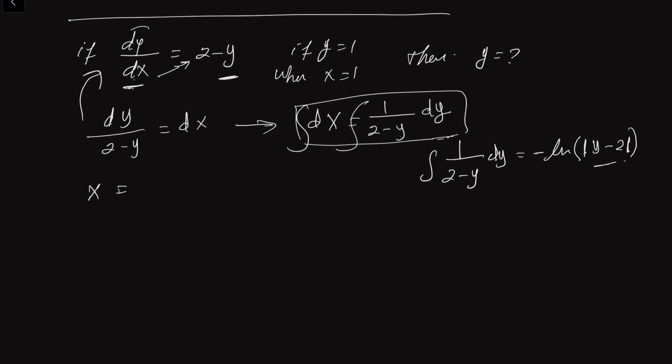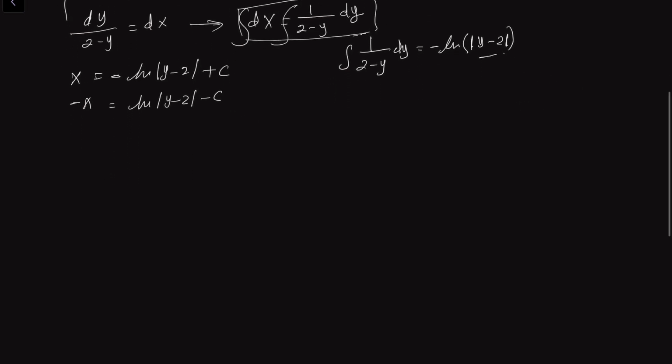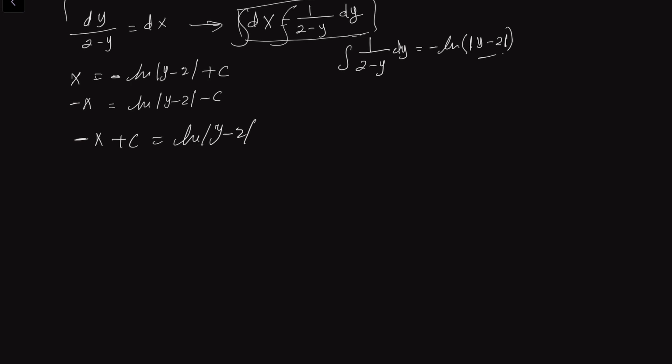We replaced it by multiplying by negative. We want to get y by itself, so let's substitute in this equation. That will be minus natural log of y minus 2 plus c. Multiply both sides by negative, so negative x is equal to natural log of y minus 2 minus c. So minus x plus c is equal to natural log of y minus 2.